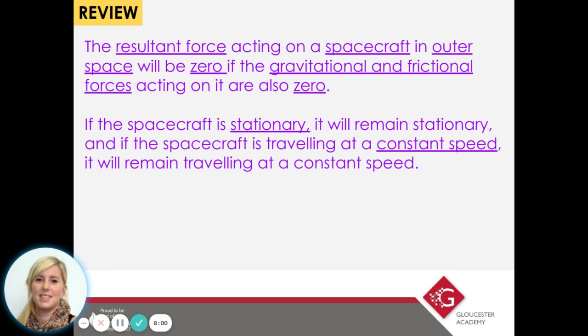And then secondly, if the spacecraft is stationary, it will remain stationary. And if the spacecraft is traveling at a constant speed, it will remain traveling at a constant speed. So that is applying Newton's first law. Okay, so you can pause and make sure that your answer matches parts of this, making sure we've used all those key terms and that we're marking our work in purple pen.